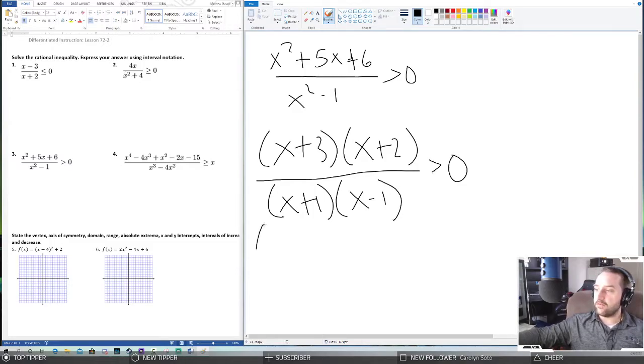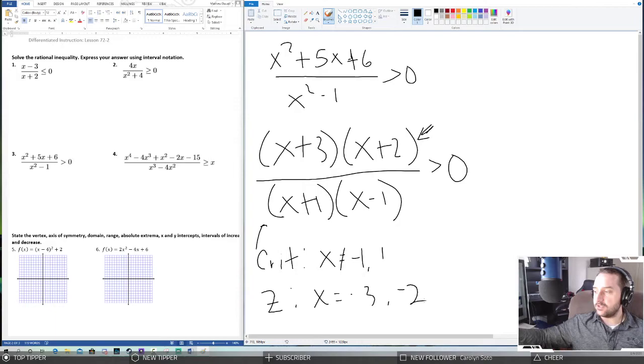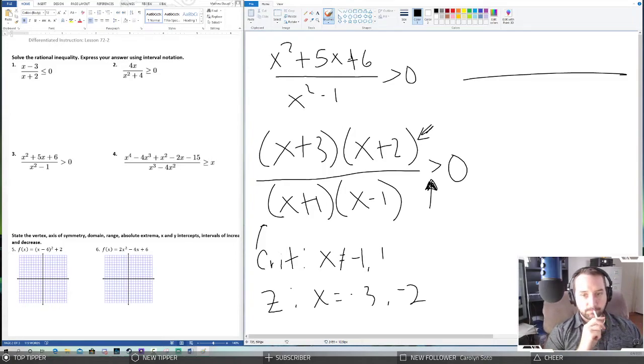So my critical values would be that x can't be -1 and +1. And then for my zeros, set the top equal to 0. You're going to get x equals -3 and -2. Those are the values that you put on a number line. They're all going to be open circles because there's no equal to. And then you test and you see that.